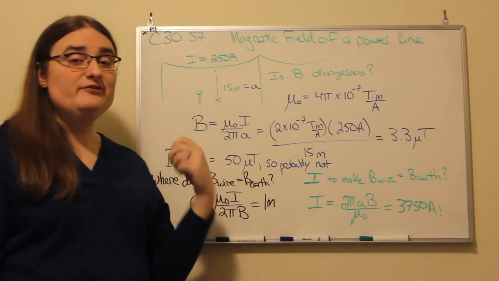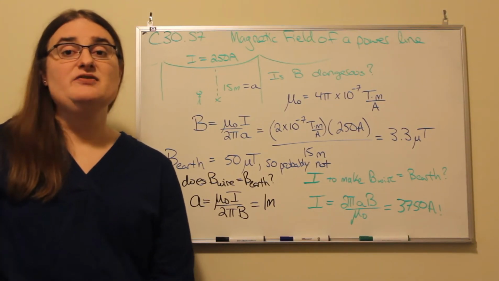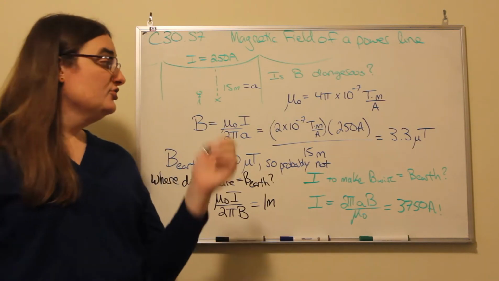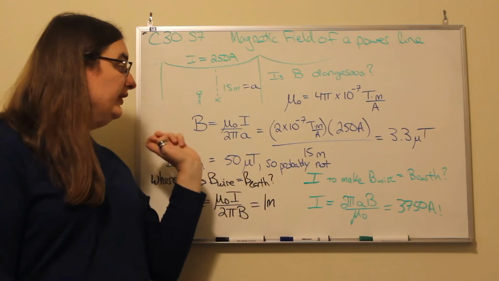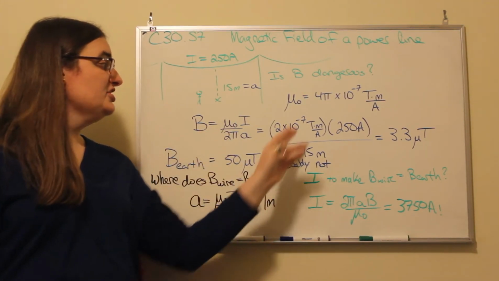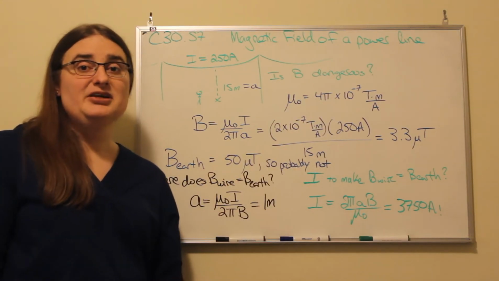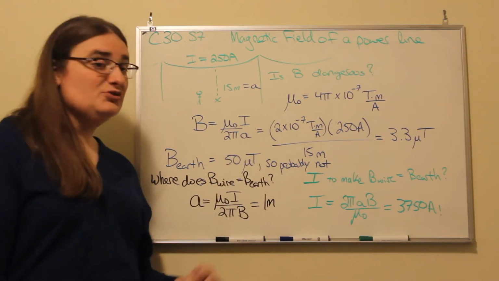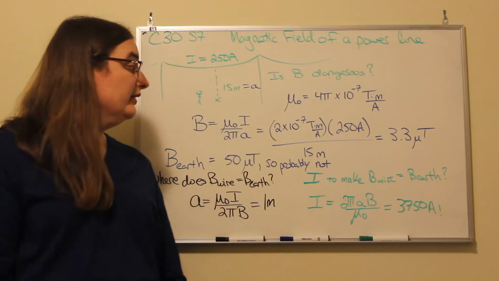Well, even standing 15 meters away from a power line, it's practically an infinitely long wire compared to our scale. So for an infinitely long wire, the magnetic field is going to be equal to the permeability of free space, mu naught, which has a value of 4 pi times 10 to the minus 7 Tesla meters per amp, divided by 2 pi, times our current, times our distance a away from that wire.